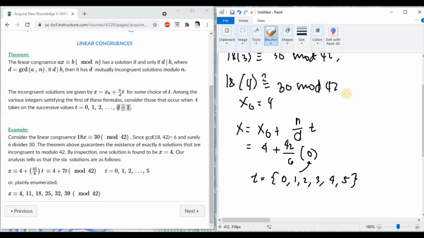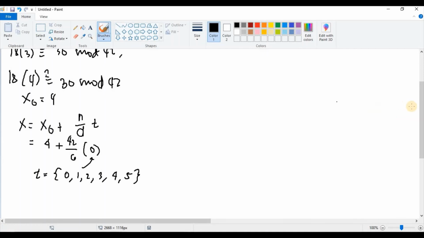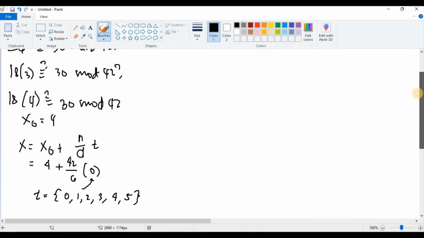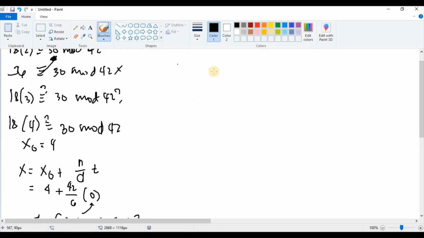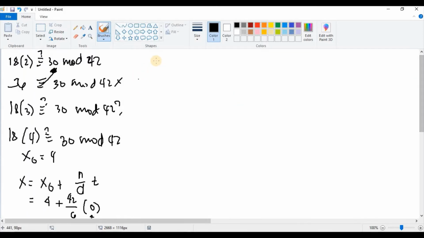Okay? Shortcut. Alright. So, for our shortcut, the first step is to find your GCD. Right? So, the GCD of 18 and 42 is 6. Okay? And then next, you try to find the value of your x sub 0. So, our x sub 0 is 4.